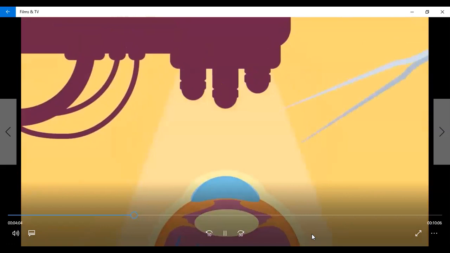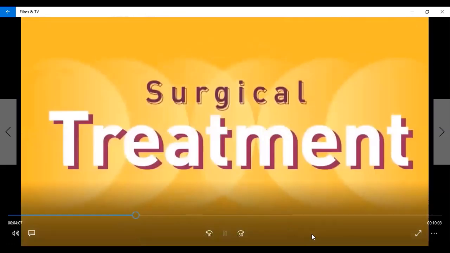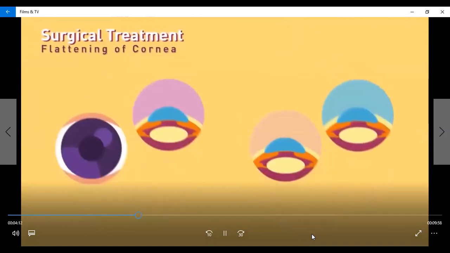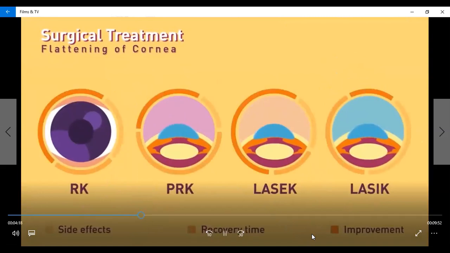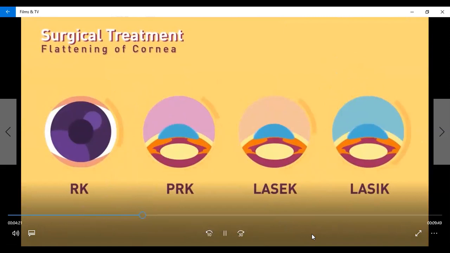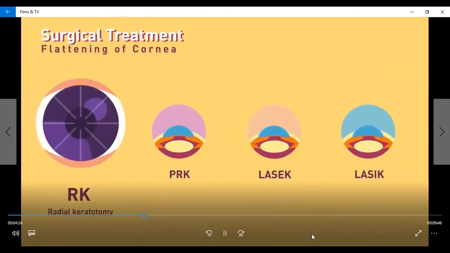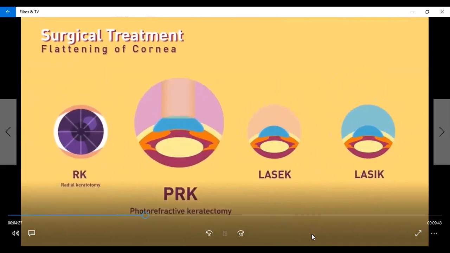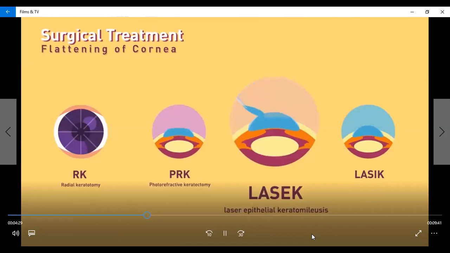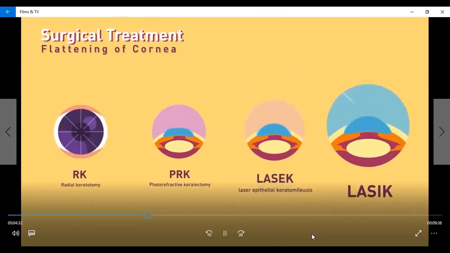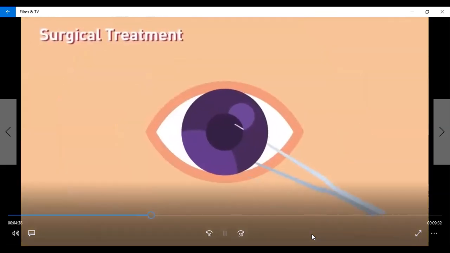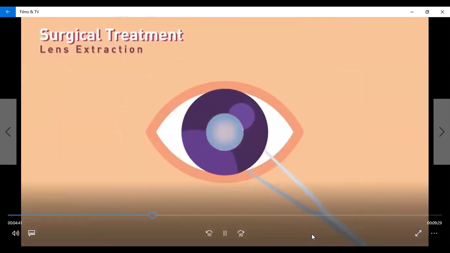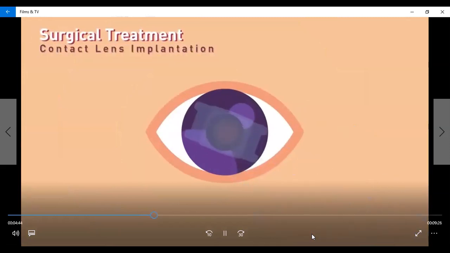or some surgical procedure. Surgical treatment. Flattening the central part of cornea. This includes different methods that were changed and advanced, depending upon reduction of side effects and recovery time and improvement of degree of vision. The surgeries included in this category are radial keratotomy, photorefractive keratectomy, LASEK, laser epithelial keratomileusis, LASIK, laser in situ keratomileusis. Other surgical treatment options are lens extraction, contact lens implantation.